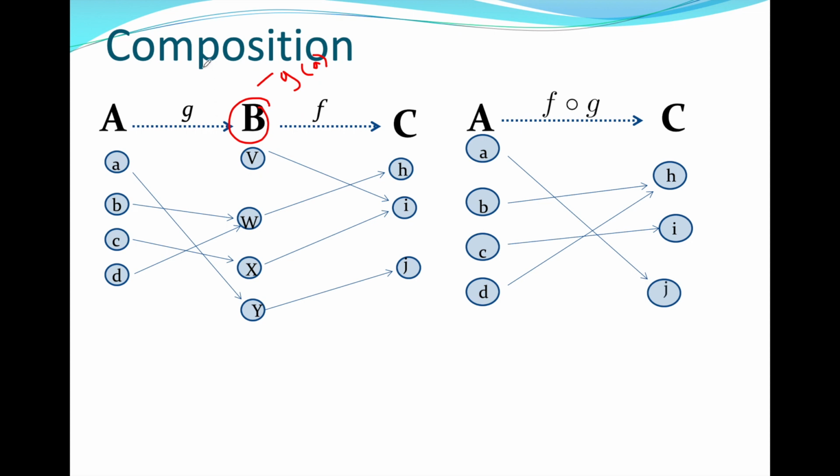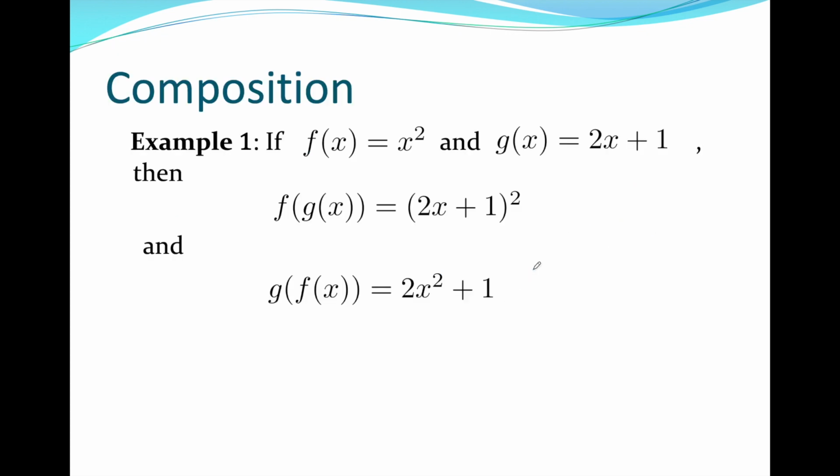Then we hide this part, and you can get this. So a will go to j, because a goes to y, and then y goes to j. So now a goes to j. Same goes for b: b goes to w first and then goes to h. So now b goes to h. And c goes to i, and d goes to h. Alright, so that is the example here.